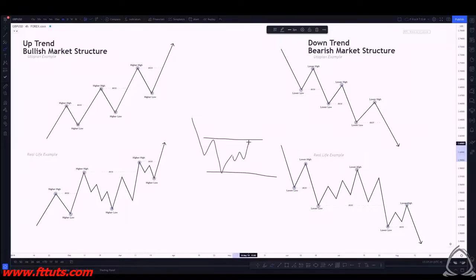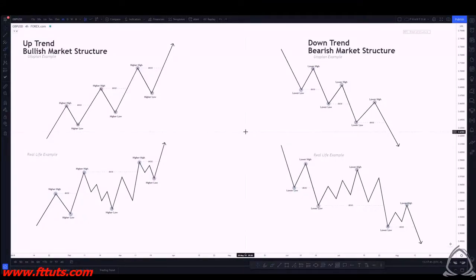Price could very likely move into this sort of complex pullback and then create the lowest low, and that would still be a valid bear trend. Or price could then move to the upside, which would invalidate the bear trend and potentially be switching bullish.